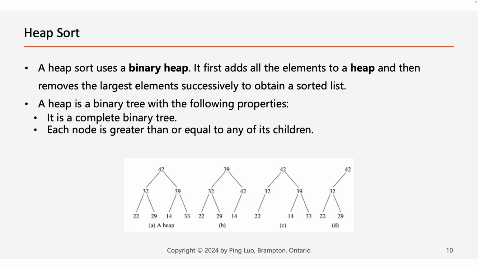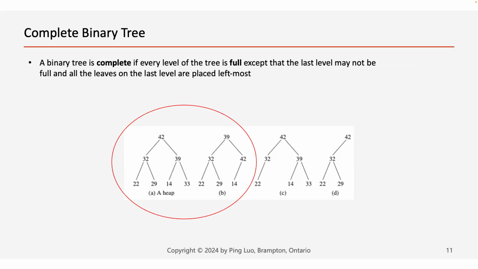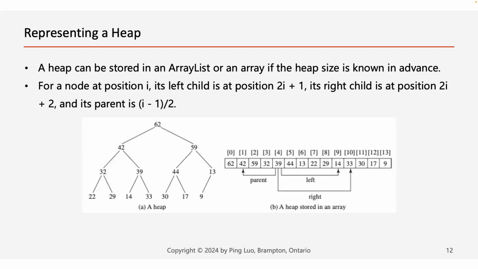So the key is how to create this heap, and how after removing, we can regenerate it and make sure it's still in this specific structure. So this is a complete binary tree. And the heap is saved as a list in this specific order, like 62 and its two children, 42 and 59, then 42's two children, 32, 39, then 59's two children, 48, 40. It's in this order: parent, children, parent, children.